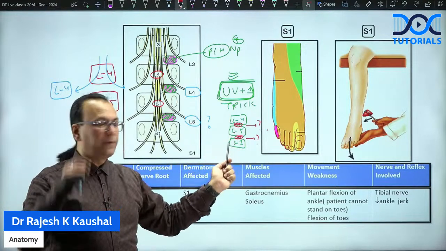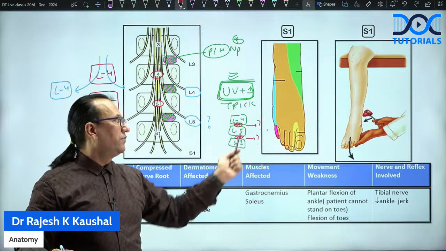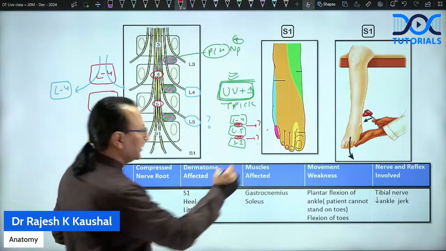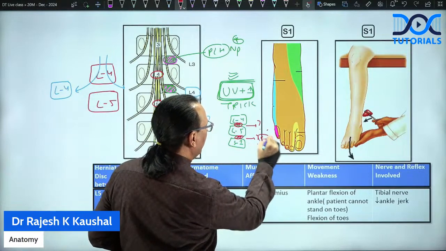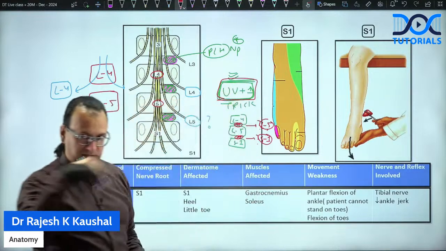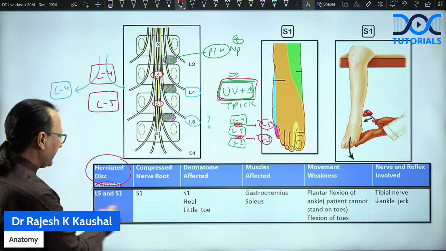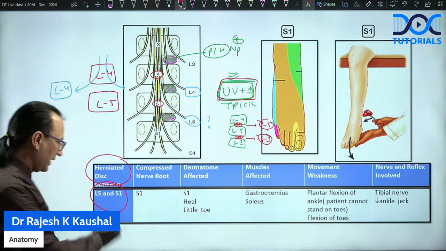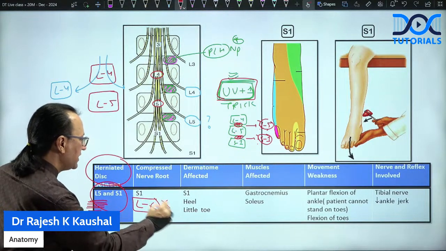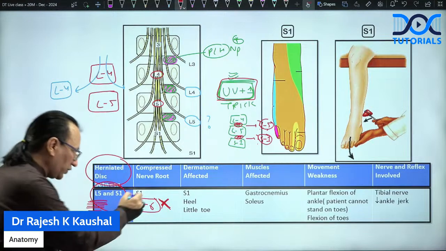But when you say L5 +1, there is no L6 nerve. It means the next nerve. So if there is no L6 nerve, who is the next nerve? That is S1. So here it will be S1 and there it will be L5. Herniated disc is between L5 and S1. Who is the upper vertebra? L5. So L5 +1 is L6. But we do not have an L6 nerve. It simply means the next nerve. Who is the next nerve? S1. So that is your case.